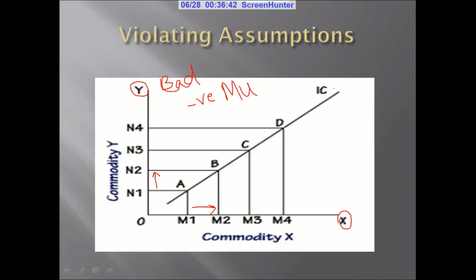It's only possible, it means a positive slope indifference curve indicates that one of the commodities in the consumption bundle is bad for the individual. It gives the individual negative satisfaction, or the marginal utility received from the consumption of the bad commodity is negative.